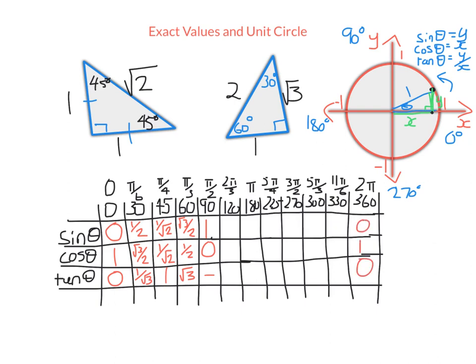At 270, the y-coordinate is -1 and the x-coordinate is 0. So again, tan will be undefined. It'll be -1 over 0. And at 180, the x-coordinate is -1, so cos theta is the x-coordinate, the y-coordinate is 0, and tan will be 0 over -1.